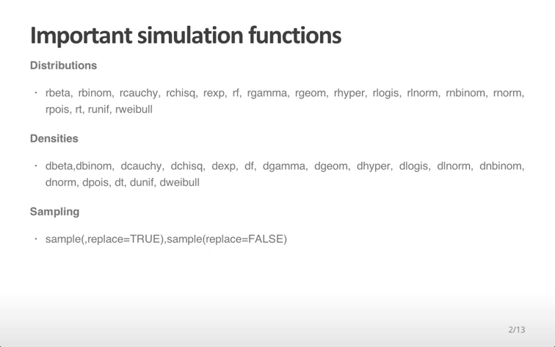Similarly, for densities, the functions start with D, followed by the same representative letters for each distribution. Again, you can type question mark followed by any of these functions to see which density this particular function will produce. We will also cover sampling, both with replacement and without replacement, in these lectures.